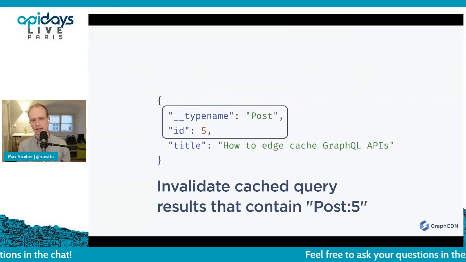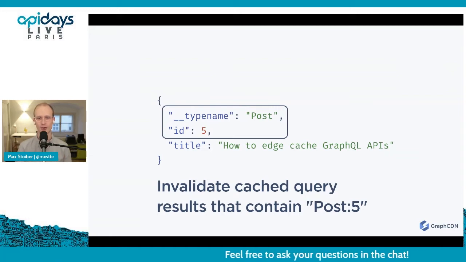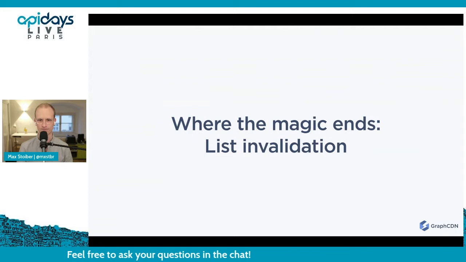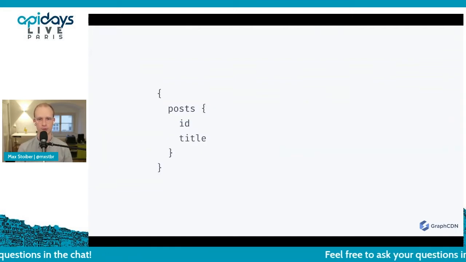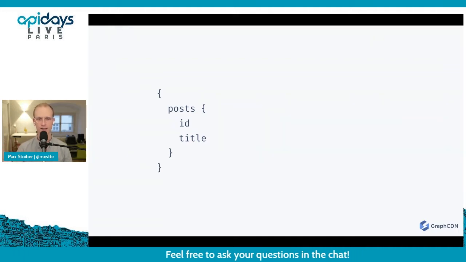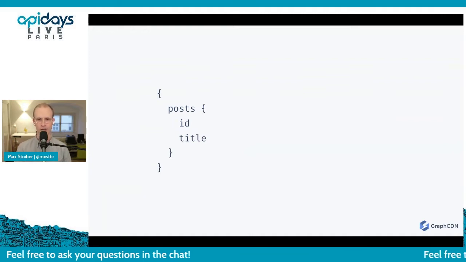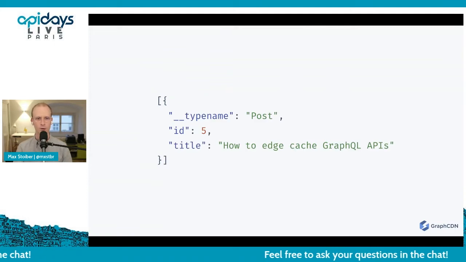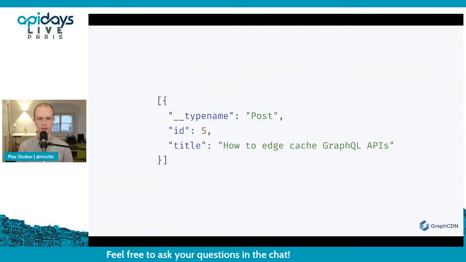Now, unfortunately, this magic doesn't work perfectly. There's one edge case, which is list invalidation. Imagine a query that fetches a list of posts, right? In this case, we're fetching all the posts we have, and we're going to fetch their ID and their title. Now, again, we're going to add the __typename meta field, which I'm not going to show you anymore now. But the response to this query is going to look something like this: an array of objects, and the first object is the post with the ID 5 with its new title.